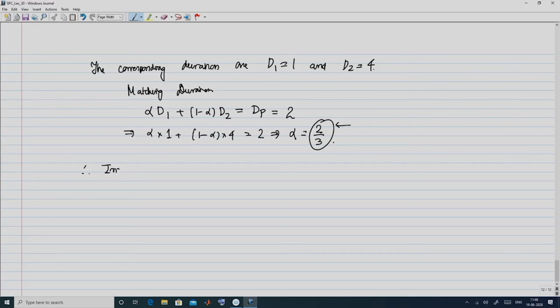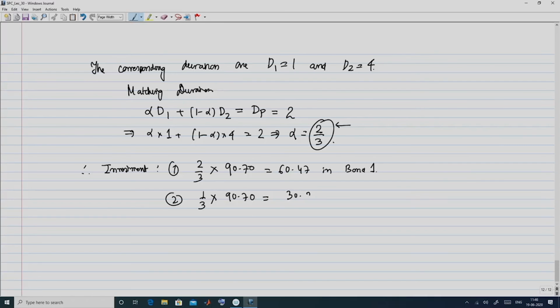So, therefore, what do you do? We invest. How much was the investment amount? My investment amount was 90.70, and I invest 2/3 of this amount, which is 60.47, and this is my investment in bond 1. And similarly, you will have the remaining 1/3 of the total amount of 90.70. So, this is 30.23, which is invested in bond 2. Alright. So, based on the weights, 60.47 is invested in bond 1 and 30.23 is invested in bond 2.